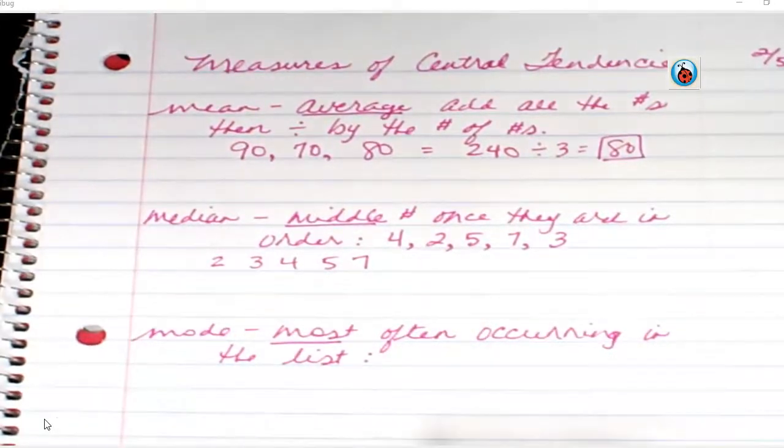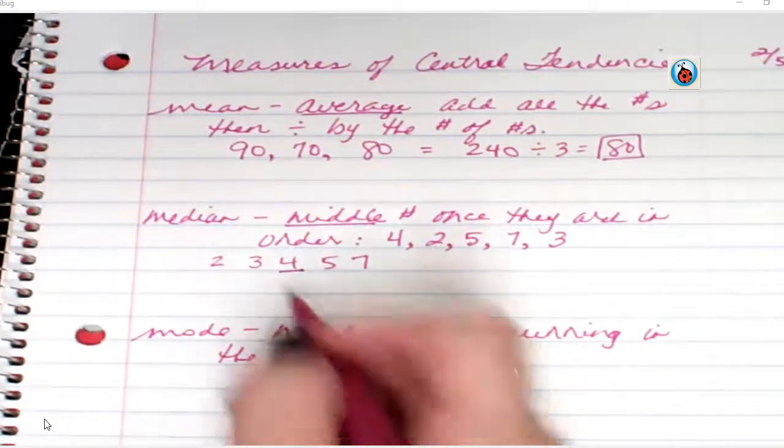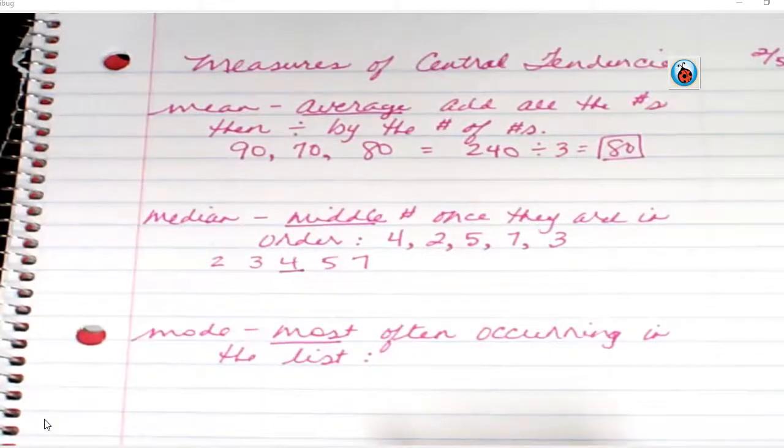Since there's an odd number of numbers, there will be just one in the middle. So in that case, the 4 is going to be your median.